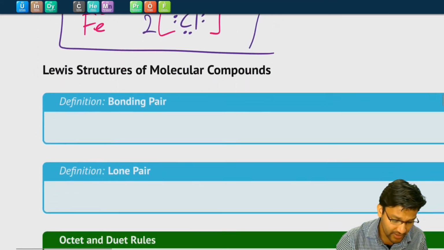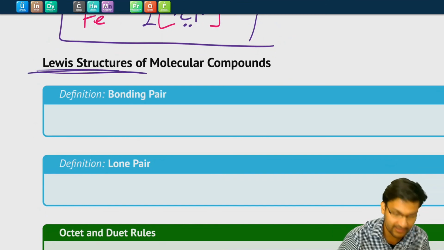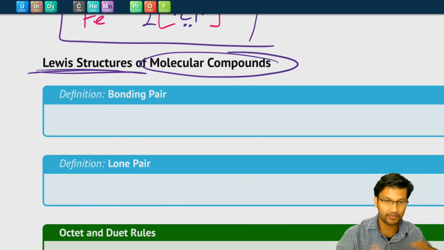In our next video, we're going to talk about how we can use this idea of Lewis structures for molecular compounds. So we're starting to build compounds now.